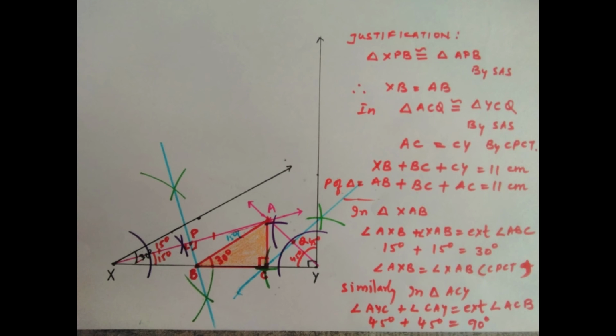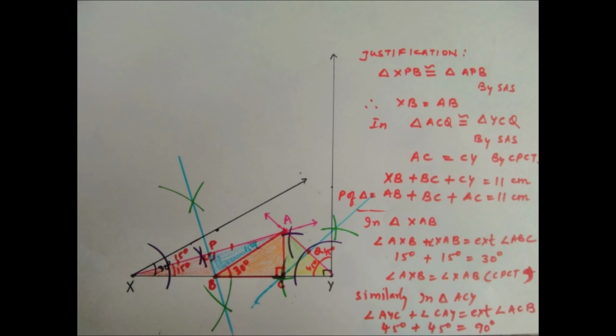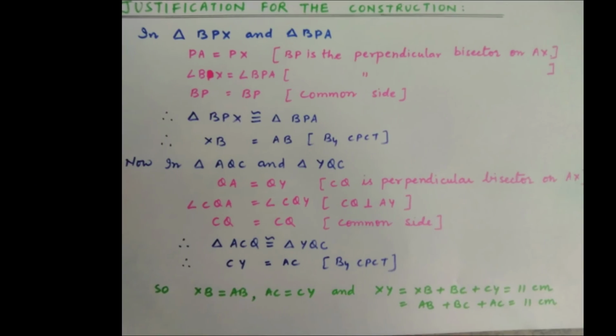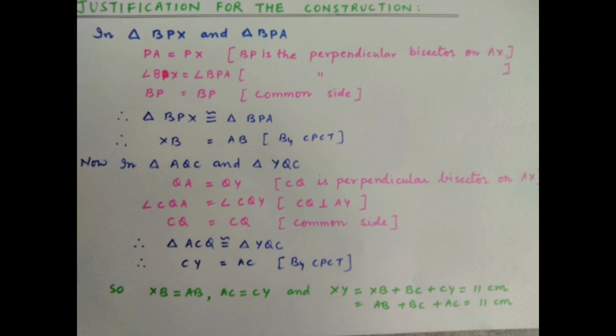Here is the image of the construction of triangle ABC. Here you can see the justification for the base angles and the sides of the triangle we have constructed. Here we have the steps of construction. Here you can see the justification for the sides of the triangle we have constructed.